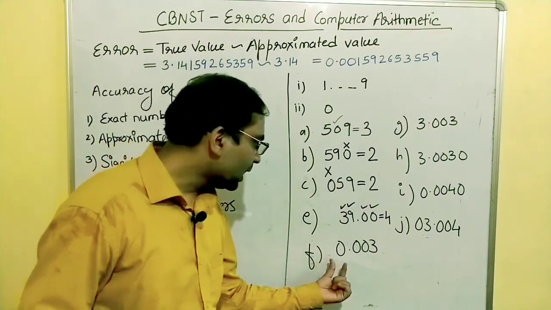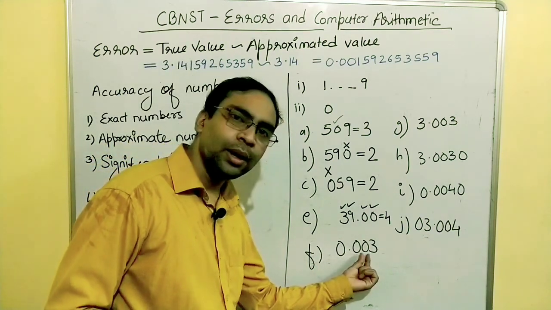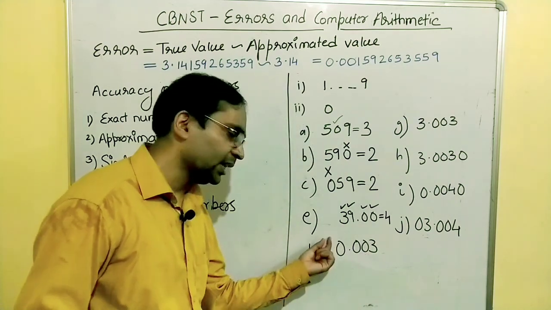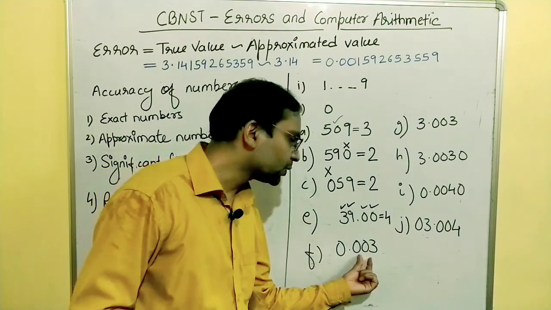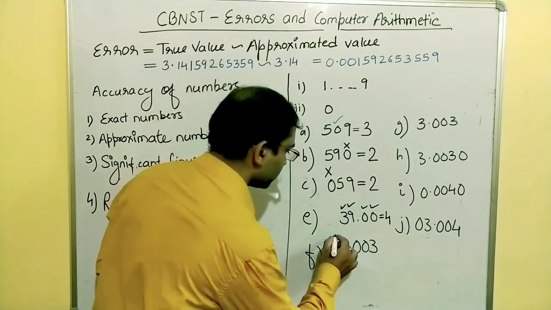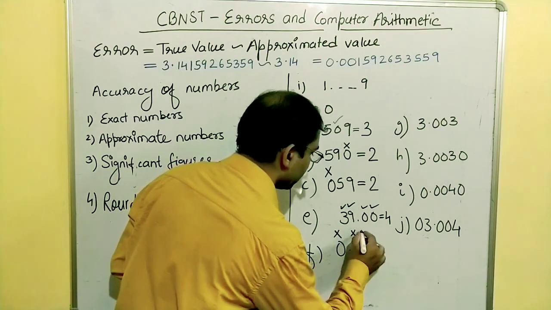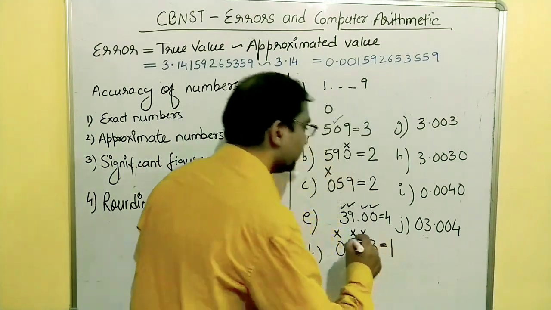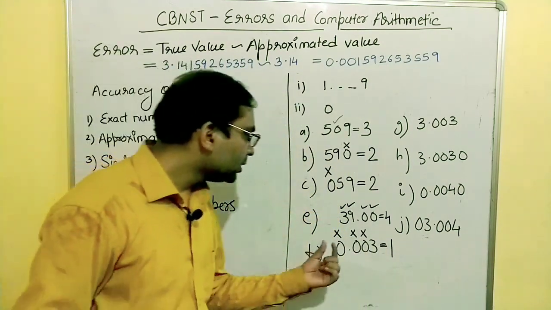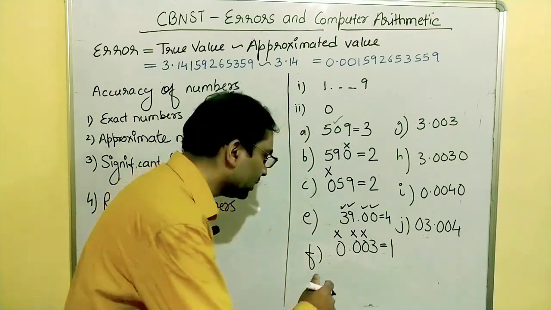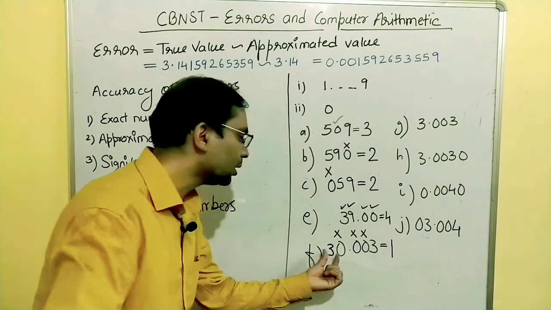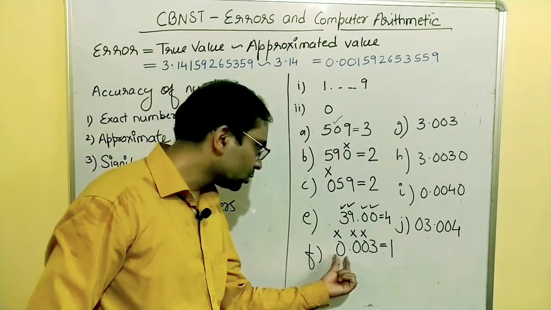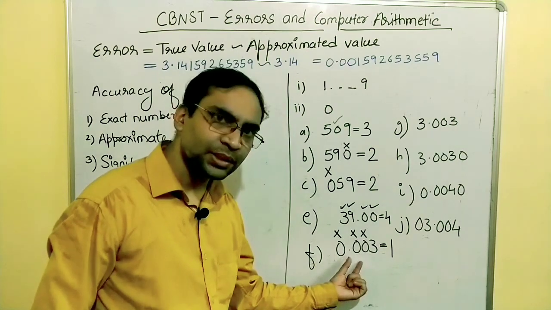Here you can see that these are the zeros after decimal, but we do not have any significant digit on the left hand side. So all these 3 zeros become insignificant. So this is insignificant, this is insignificant, and this is also insignificant. So in this case we have only one significant digit. Remember, this would have been significant if there is any significant figure previously, but as in this case we do not have any previous significant figure, so all these zeros will become insignificant.